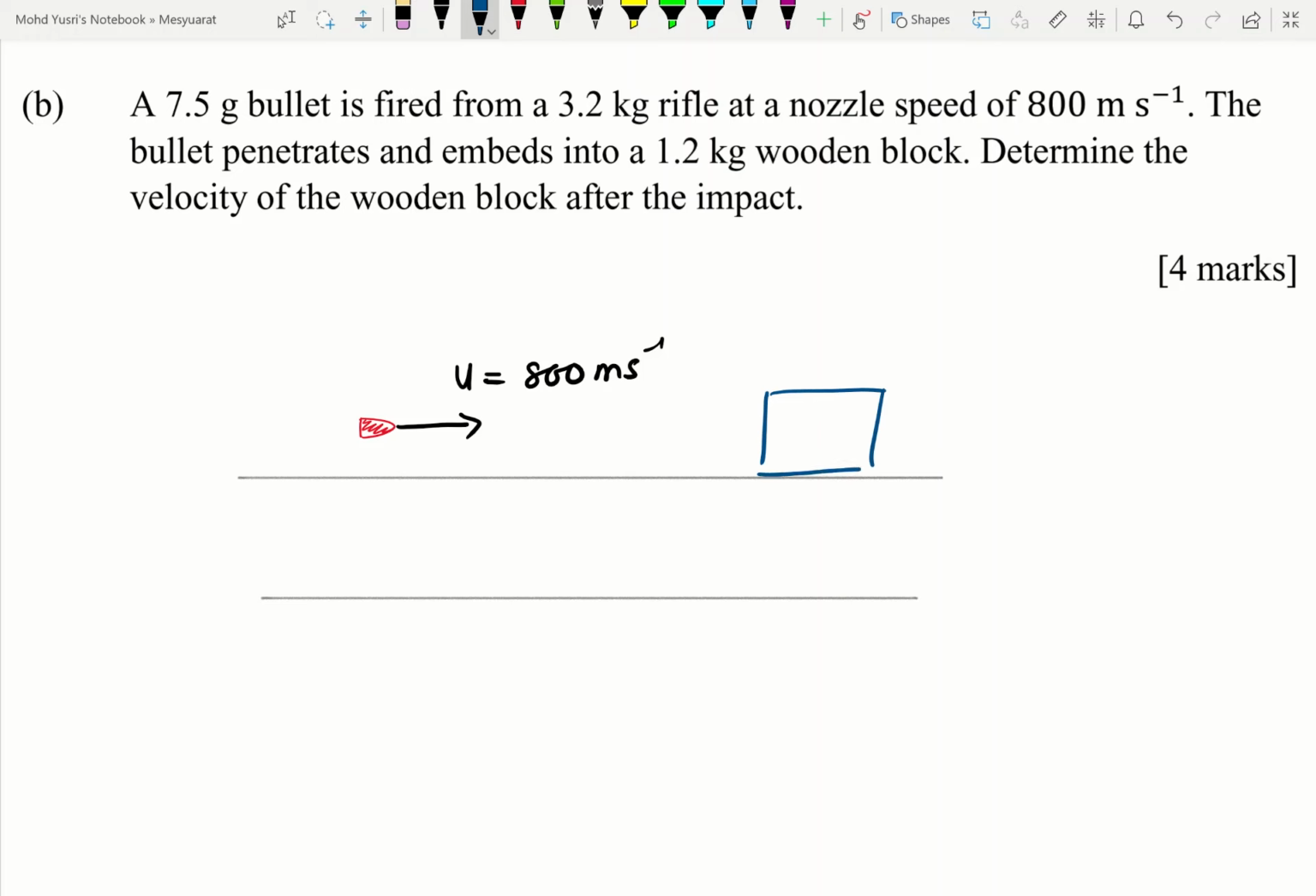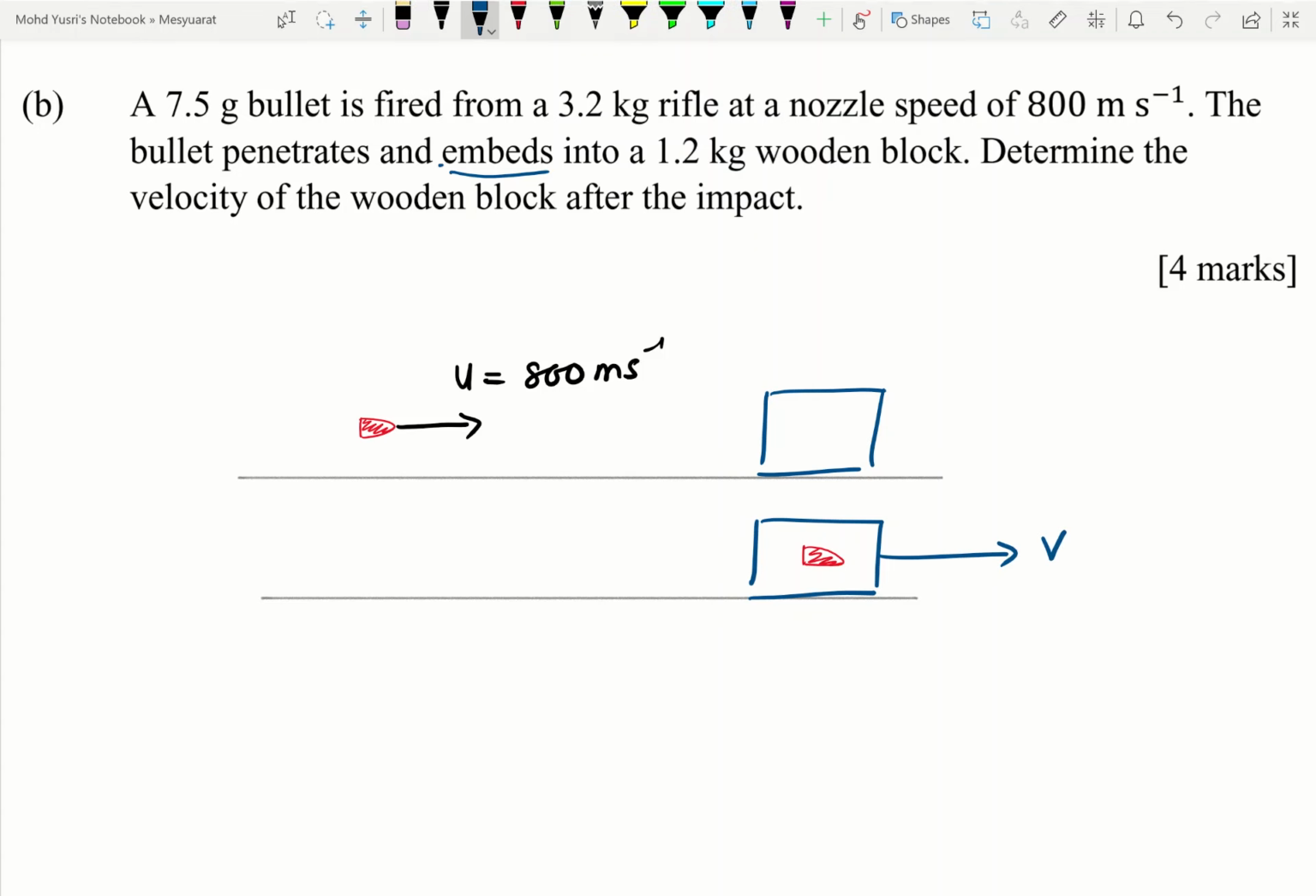Tidak ada dia beritahu tentang pergerakan wooden block. So it is safe to assume that the wooden block have zero speed. Okay, the wooden block is stationary. Okay, so perkataan embed di sini maksudnya peluru itu masuk dalam wooden block. Okay, and then the block's bullet system move with velocity v.